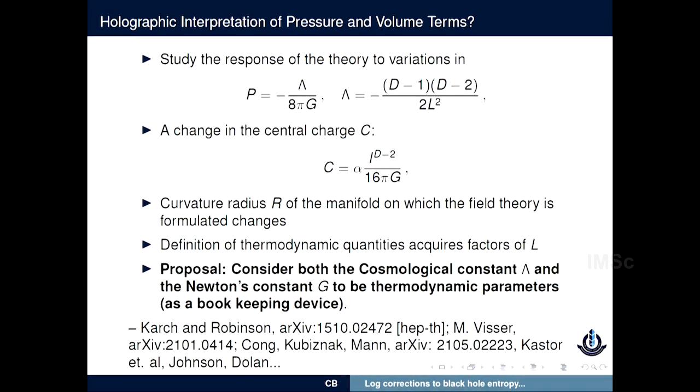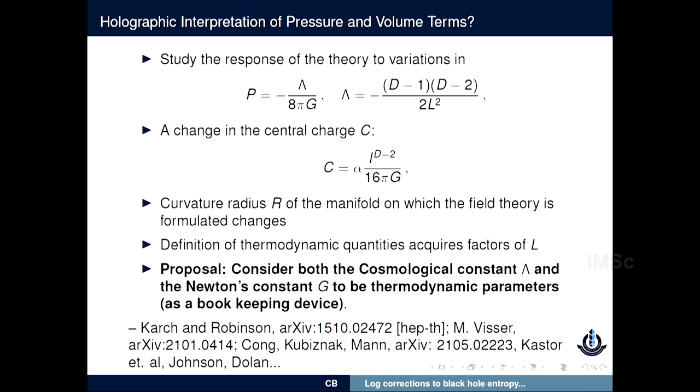Now the third place where the variation will come: when you vary the cosmological constant, the thermodynamic quantities in the bulk and the boundary differ by certain factors of L. So if you change the cosmological constant in the bulk, you will have to take care of all these three factors to see what exactly is happening in the boundary dual field theory.